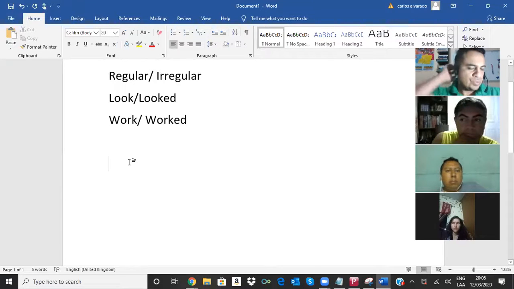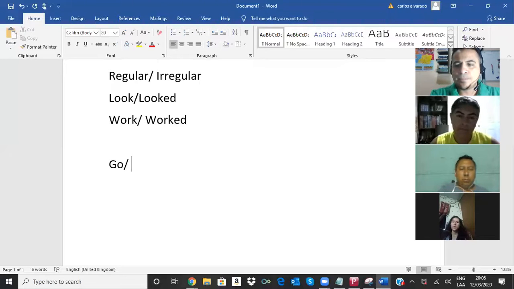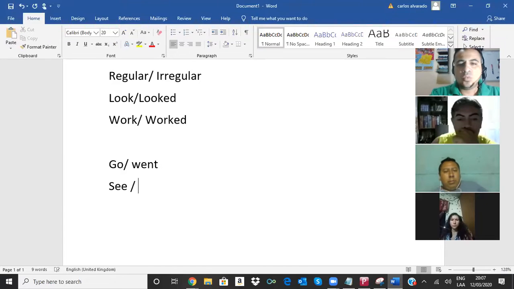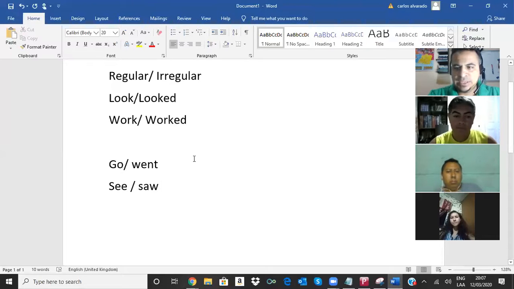Irregular verbs. Do you know an example of irregular verbs? For example, go. What is the past of go? Went. Entonces se escribe totalmente diferente, ¿verdad? No puedo ponerle una ed al final de go para hacerlo pasado. Another example, see. What is the past? Saw. Very good. The list that I sent you is the irregular verbs.